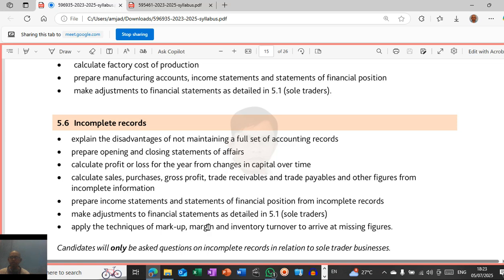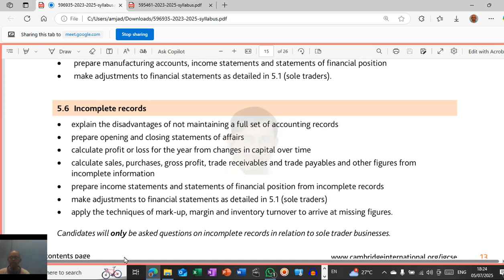Apply the techniques of markup, margin, and inventory turnover to arrive at missing figures. Candidates will only be asked questions on incomplete records in relation to sole trader businesses.